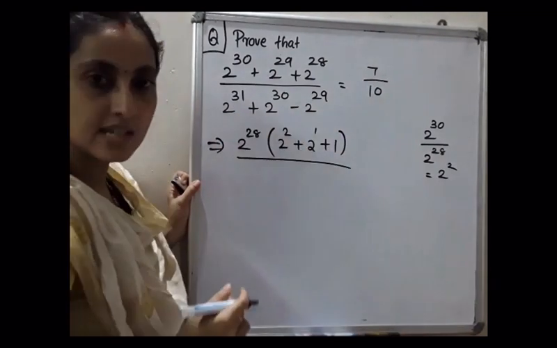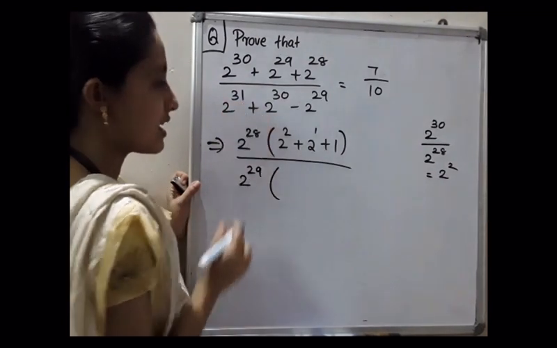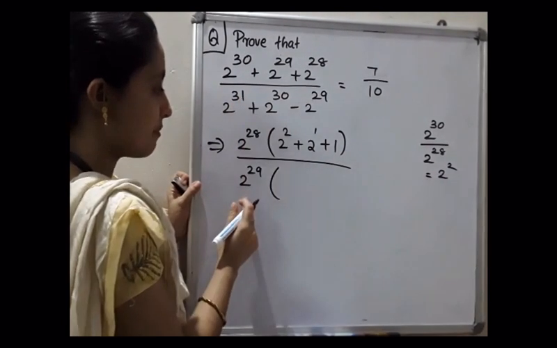Okay, so here which is the lowest number? Yes, 2 raised to 29. So what is left here? 2 raised to 31 by 2 raised to 28.